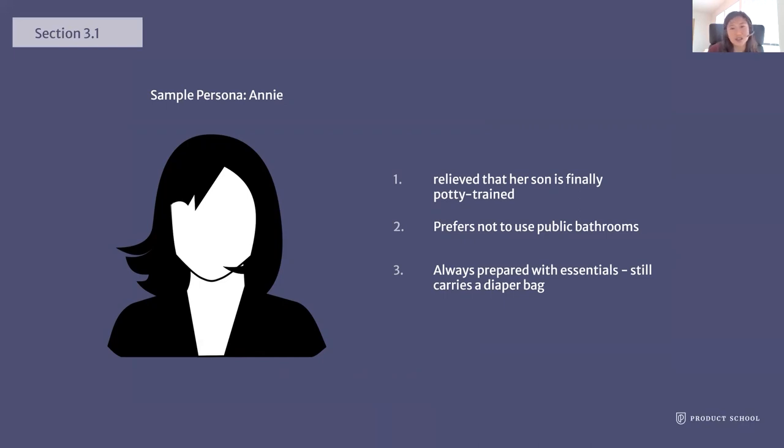She's relieved that her son is finally potty trained, but dreads the fact that he often waits until the last minute to go potty. She prefers not to use public bathrooms at all, but is resigned to the fact that she will because of her son. And she always likes to feel prepared. Even though her son is potty trained, she still carries around a diaper bag.